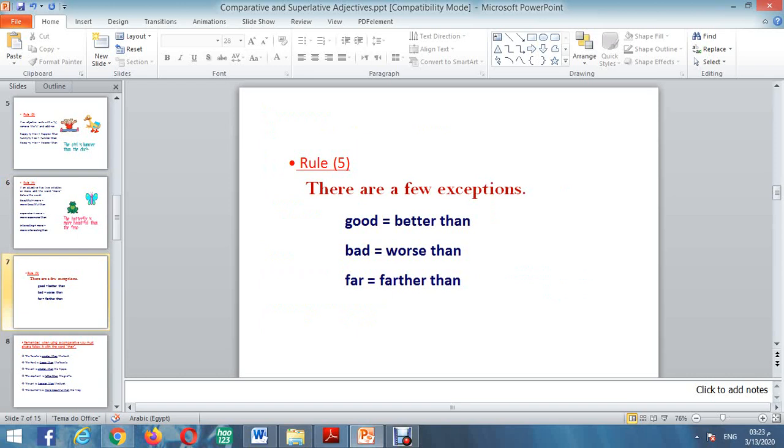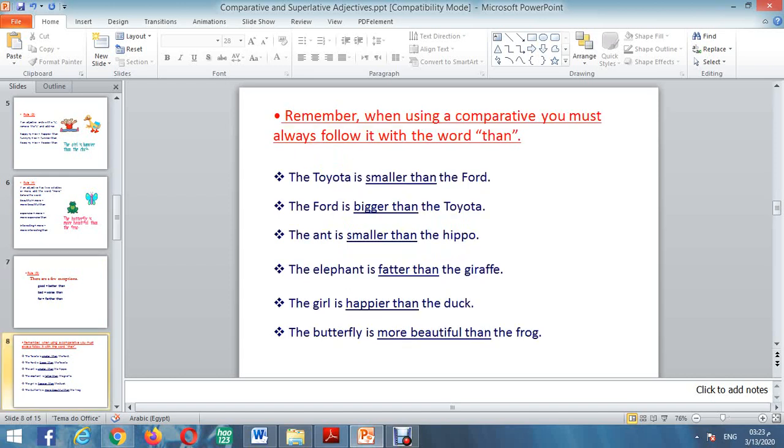Rule number 5. There are a few exceptions. Exceptions means we don't use er than or more than and so on. For example, good will be better than. Bad, don't say worse, wrong, it's worse than. Far, farther than, and so on. So remember, when using comparatives, you must always follow them with the word than.